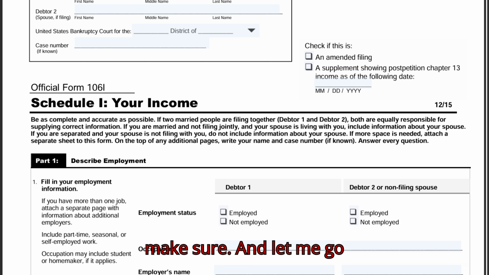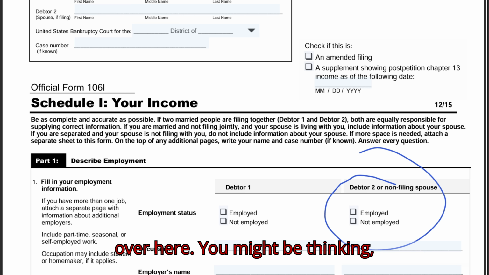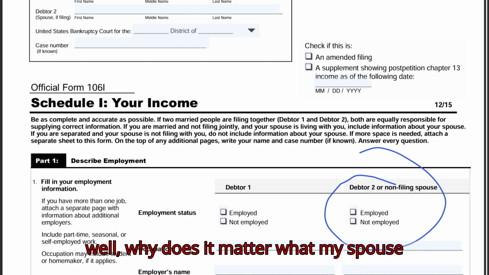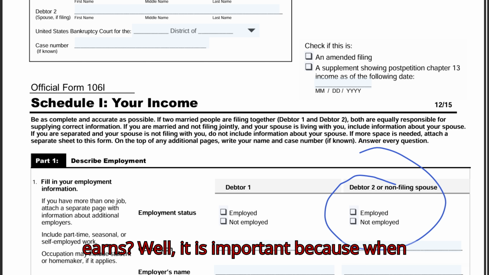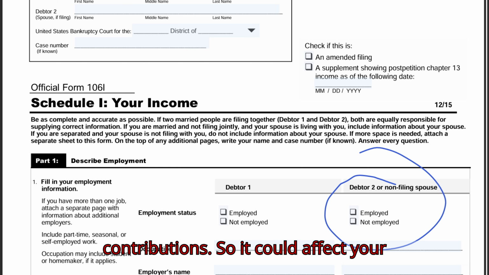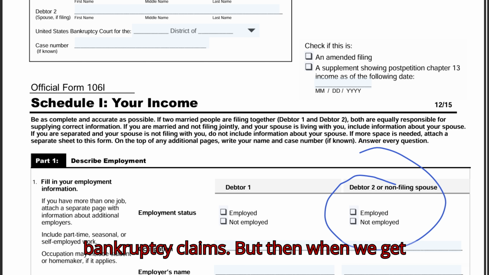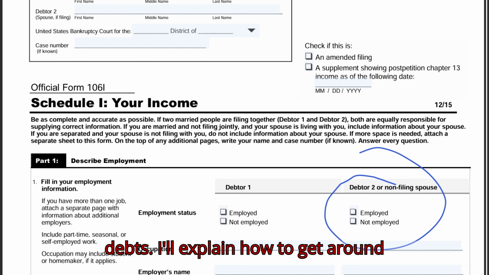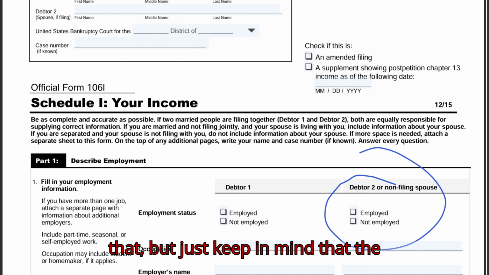You got to make sure, and let me go over here. You might be thinking, and it's common for clients to ask me, well, why does it matter what my spouse earns? Well, it is important because when they changed the law in 2005, they started to look into household contributions. So it could affect your bankruptcy case, but then when we get into the means test, if there's secured debts, I'll explain how to get around that. But just keep in mind that the court will consider that.